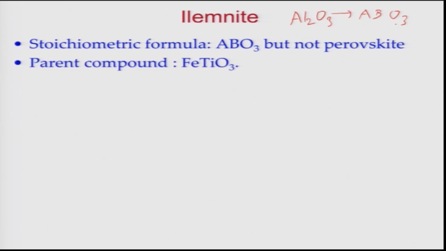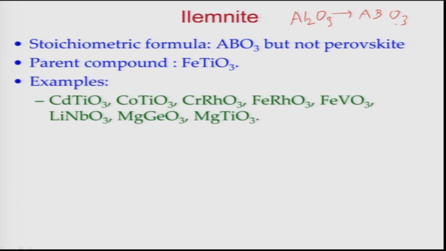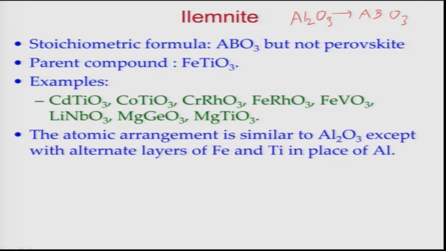So, essentially, for example, the parent compound in this case is FeTiO3, iron titanate, and there are other examples, plenty of compounds are there, cadmium titanate, cobalt titanate, and so on and so forth. They all follow, in fact even lithium niobate, as we will see in the next slide, comes in the same category, but the structure is slightly different. The atomic arrangement in this structure is very similar to what you have in Al2O3, okay, except that instead of having aluminum all over the place, here you have one layer of iron and then another layer of titanium in place of aluminum.